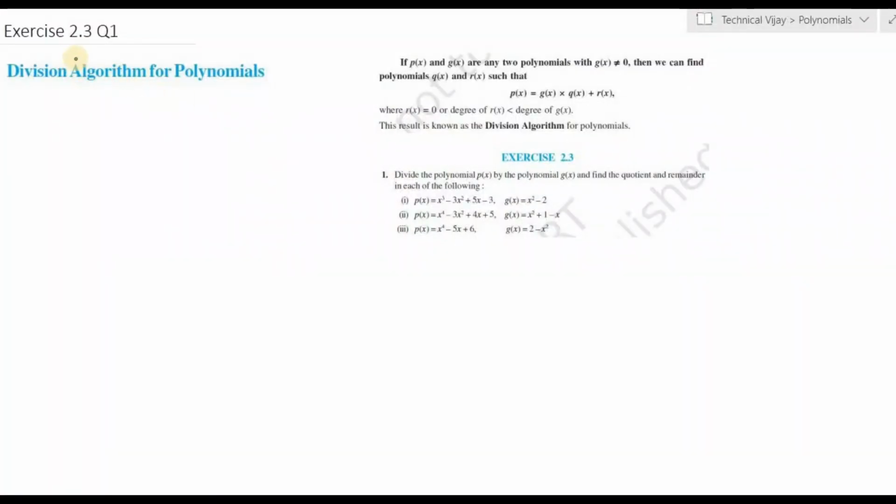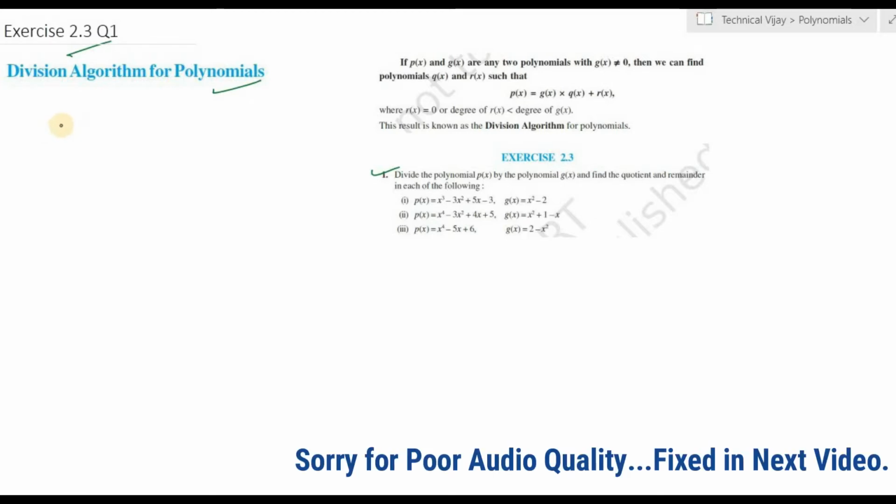So before going to solve this exercise 2.5, question number 1, we will understand what the division algorithm for the polynomial is. As we have already seen, we know the algorithm to divide two numbers. In the same way, suppose p of x and g of x are any two polynomials, where the condition is that g of x should not be equal to 0.